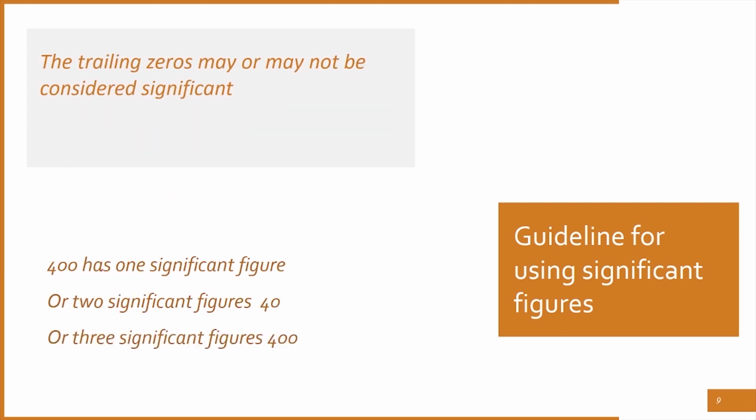All zeros after the last non-zero figure are called trailing zeros, and they may or may not be considered significant. For example, 400 can be considered to have one significant figure, 4, or two significant figures, 4 and 0, or three significant figures, 4, 0, and 0.